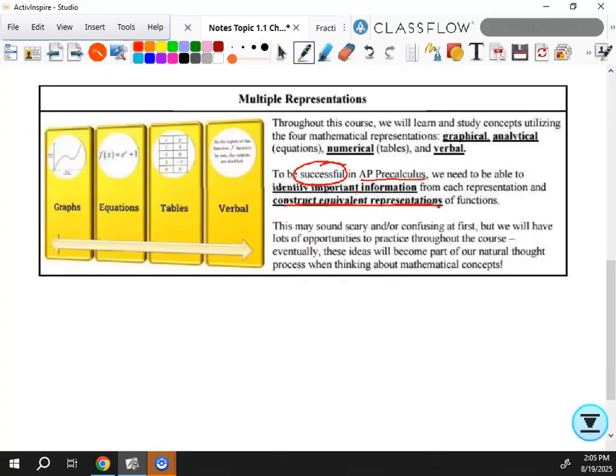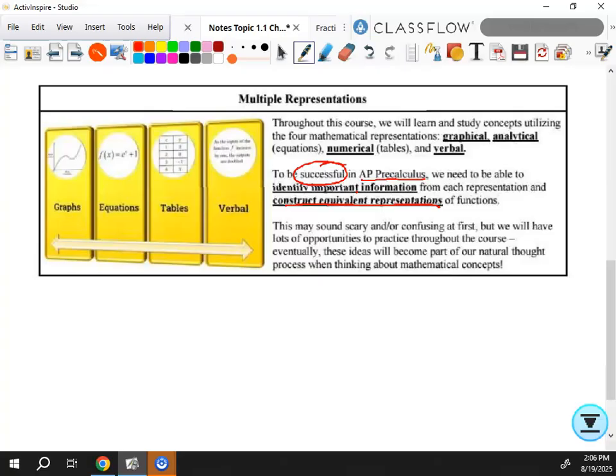You'll hear those words a lot. Meaning that I've got the graph, I need to make an equation, or I've got a table, I need to make a graph, or whatever. So this may sound scary or confusing, but we'll have lots of opportunities to practice, and eventually it'll just kind of become second nature to you. Unless you fight me the whole way, right? I can only do so much. You got to do also.